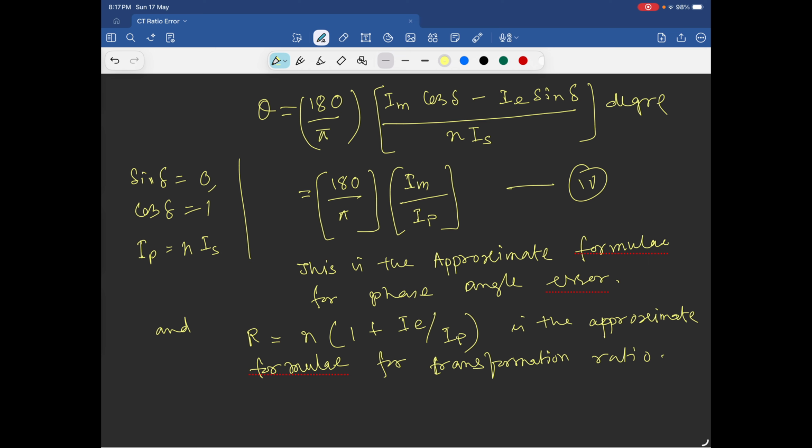The expression of the phase angle theta is 180 by pi times (Im cos delta minus IE sin delta) by NIS. Again I am putting the value of sin delta equal to 0, so this part will be 0, and cos delta is equal to 1. So 180 by pi Im, and NIS is equal to IP, so Im by IP. This is the approximate formula for phase angle error.